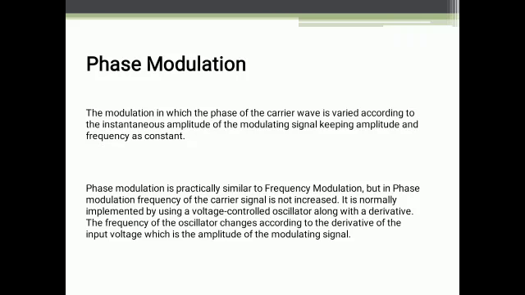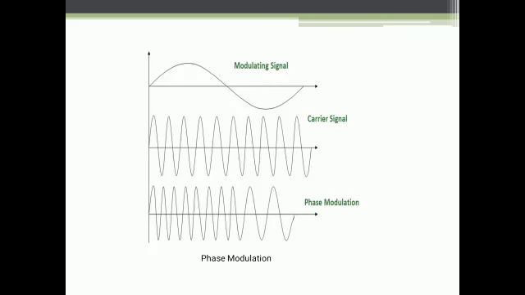Phase modulation is practically similar to frequency modulation, but in phase modulation, the frequency of the carrier signal is not increased. It is normally implemented using a voltage controlled oscillator along with a derivative. The frequency of the oscillator changes according to the derivative of the input voltage, which is the amplitude of the modulating signal. The graph here shows the phase modulation.